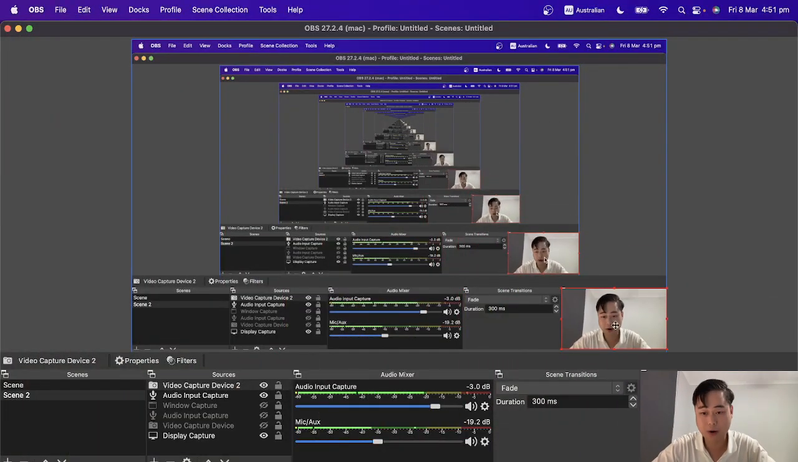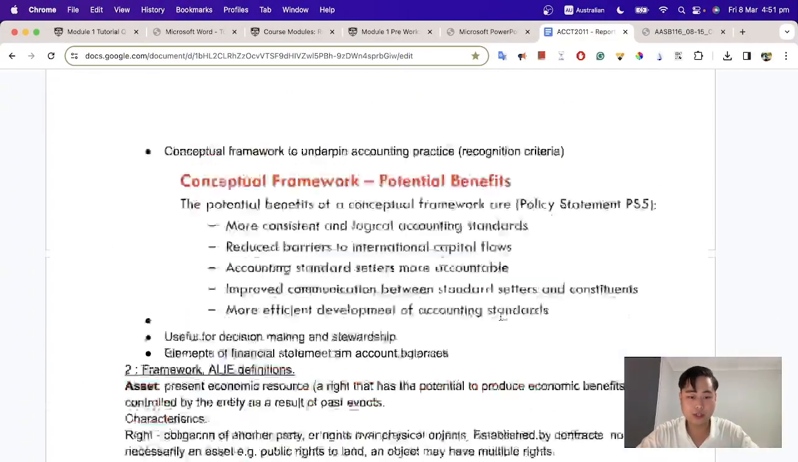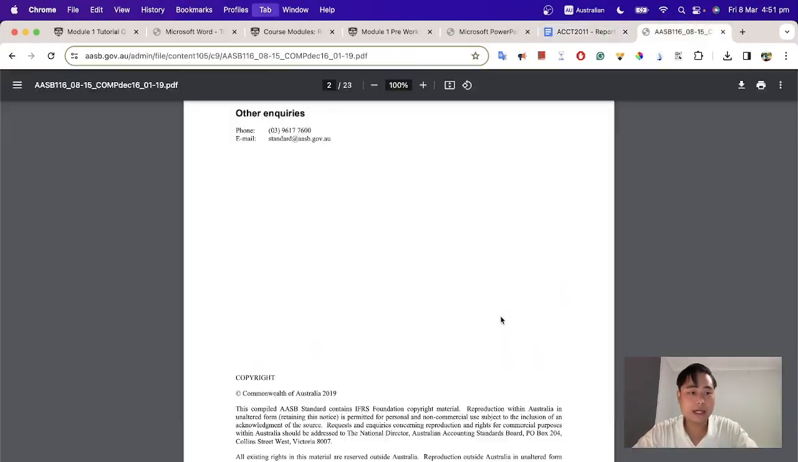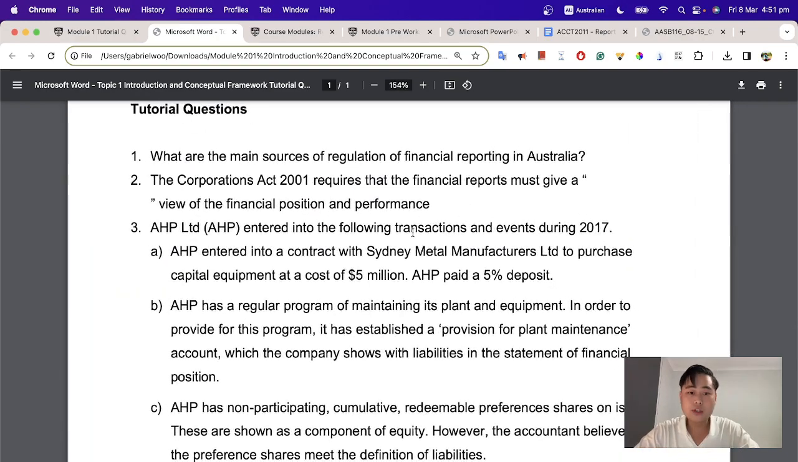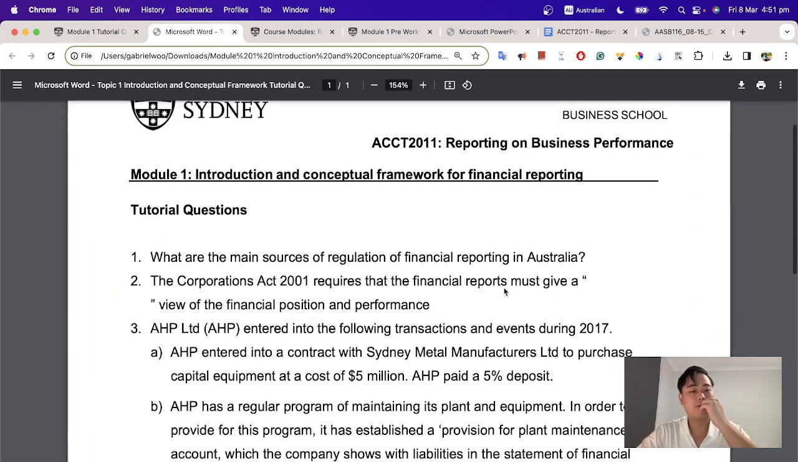So principles-based gives more room for interpretation, whereas rules-based is more strict and more rigid, however more specific, with less room for interpretation and less room for error. Okay, that's something we need to know. All right, so that's the lecture. Let's also go into some tutorial questions. So here are the tutorial questions for Module 1.